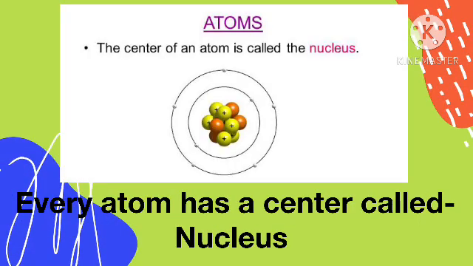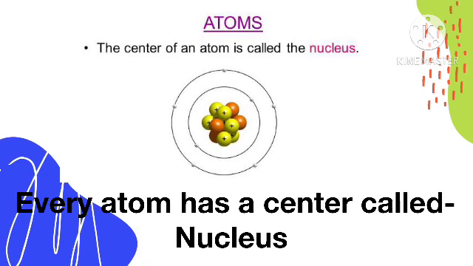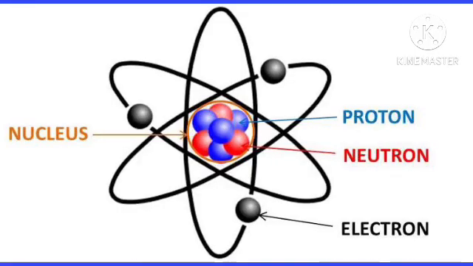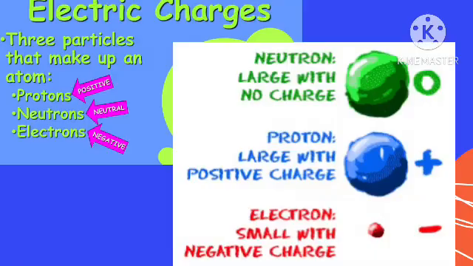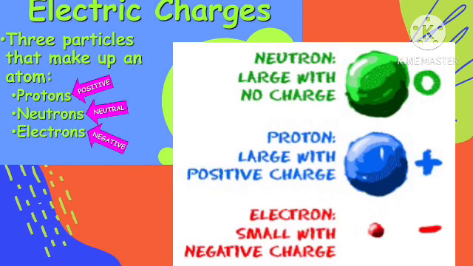Every atom has a center, which is called the nucleus. An atom consists of three basic particles. They are the protons, electrons, and neutrons. The protons have a positive charge, the electrons have a negative charge, and neutrons have no charge at all, zero charge.